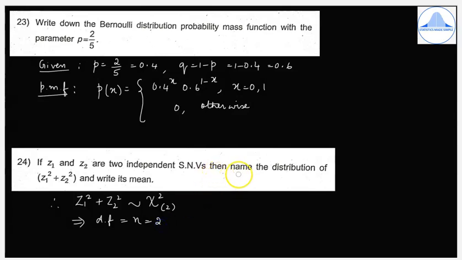So they have said name the distribution. So the distribution is chi-square with 2 degrees of freedom and write its mean. So we know that expectation of chi-square is equal to n, which is equal to 2.